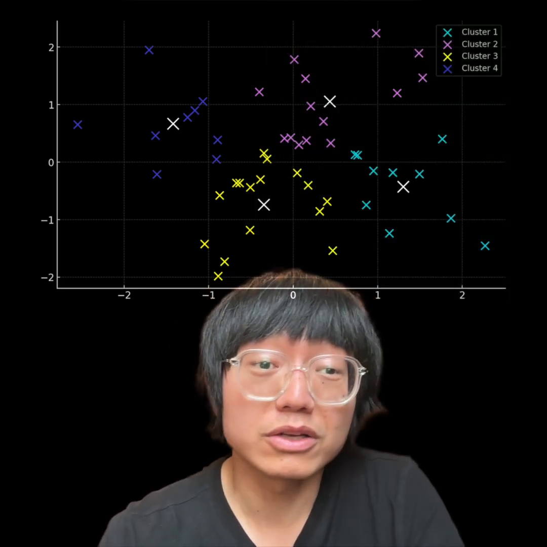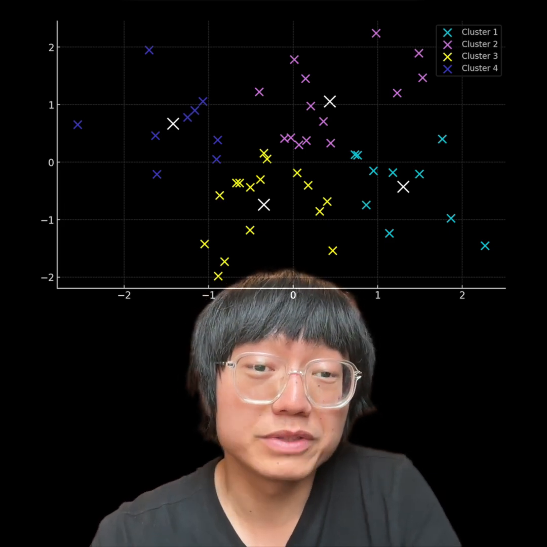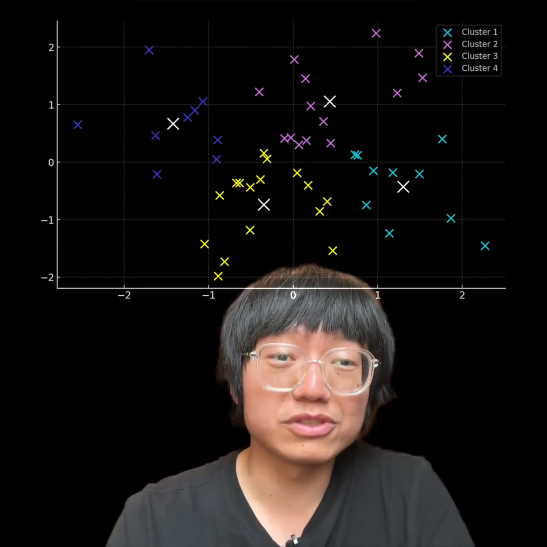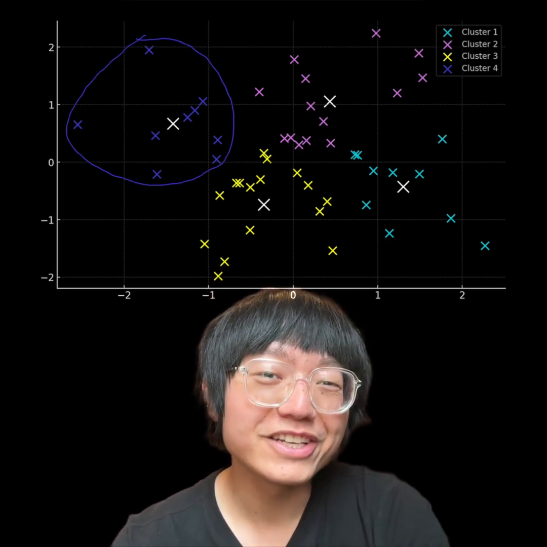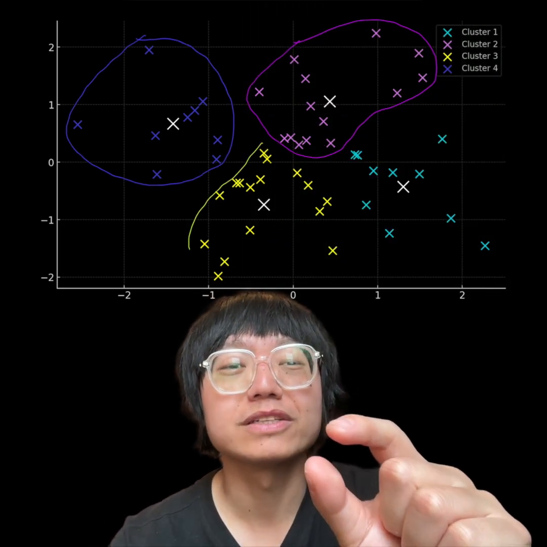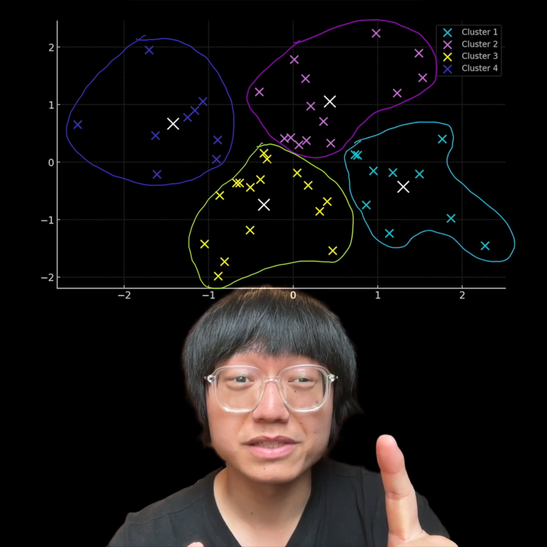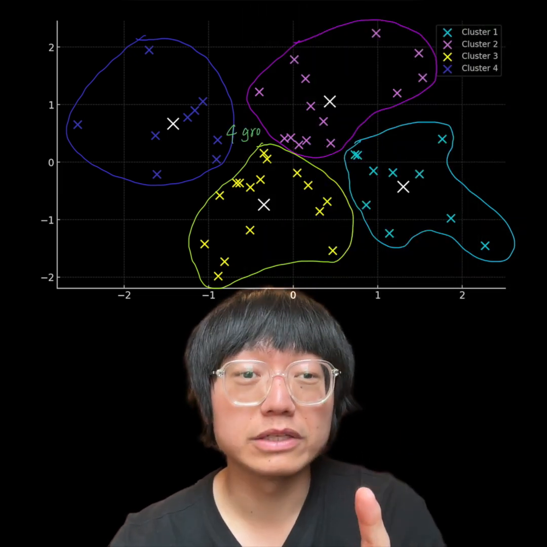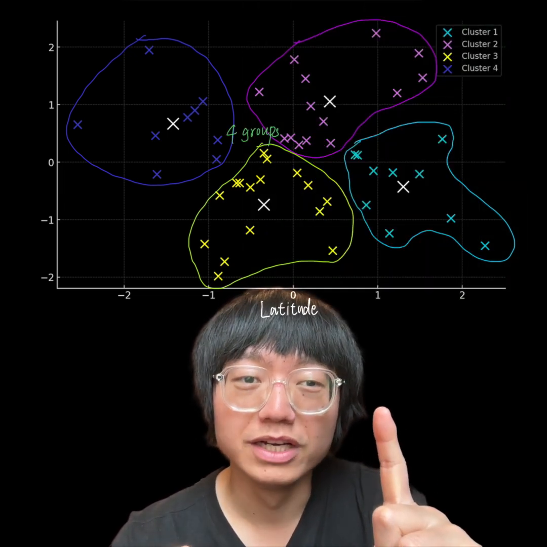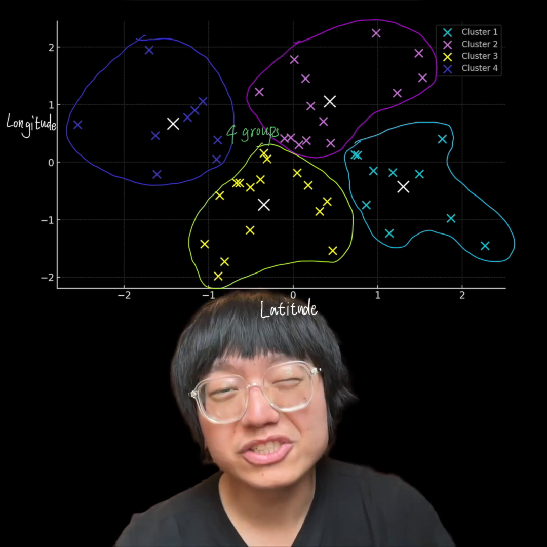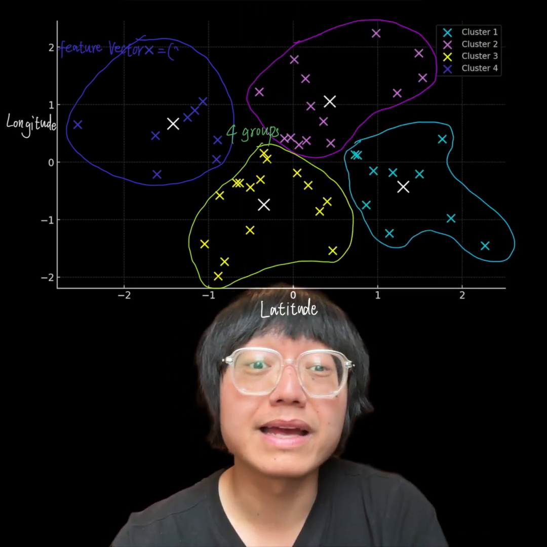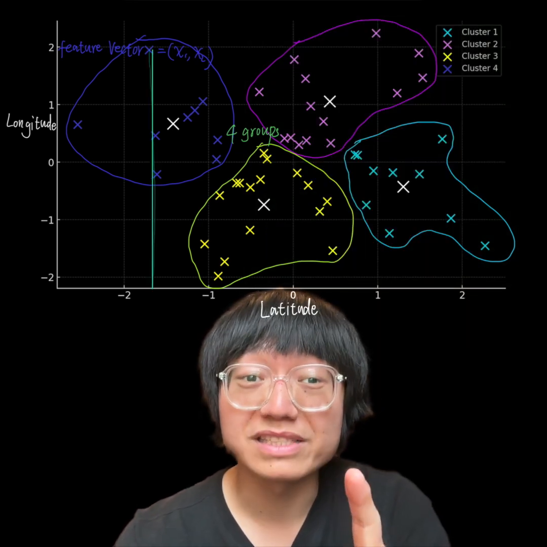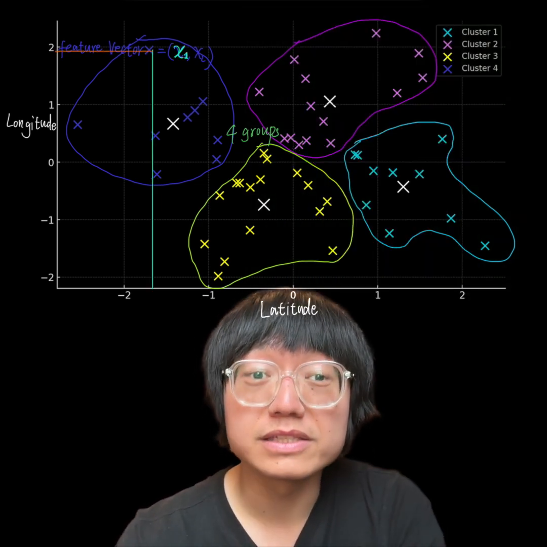According to the latitude and longitude, we can group them into 4 clusters, based just on these geographical locations. Each capital city is represented as a point in this 2-dimensional space, where the axes correspond to the latitude and the longitude, and each point has a feature vector, capital X equals x sub 1 and x sub 2. Here, x sub 1 is the latitude and x sub 2 is the longitude.